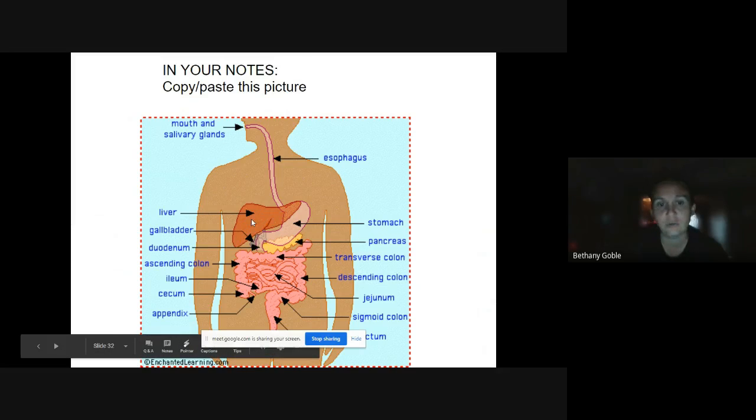I just need you to know liver, behind your liver is your gallbladder. You've got your stomach, behind your stomach is your pancreas. Then in here is your small intestine, and this is all your large intestine, right? And this long guy here is your esophagus. That's pretty much what I need you to know. Okay, so after you copy and paste that, that is the lesson for today.